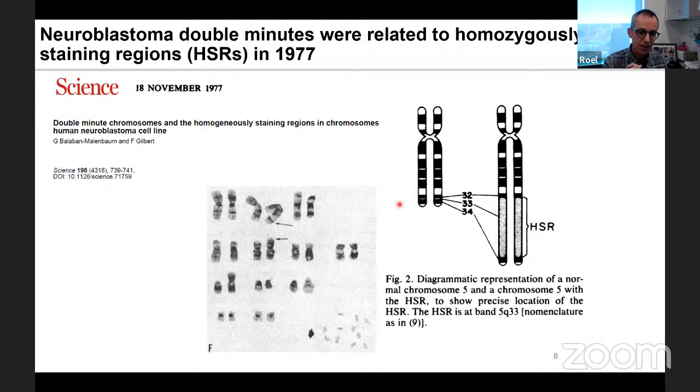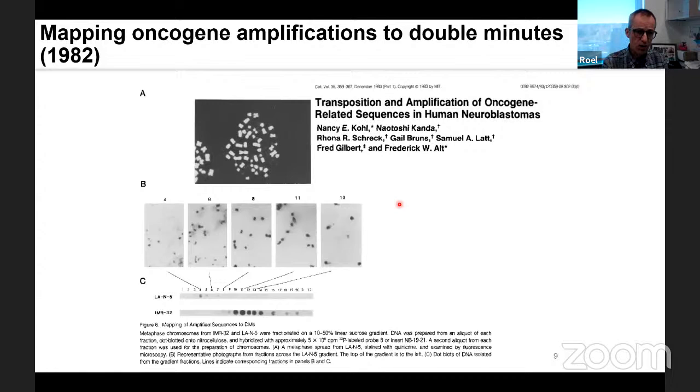It was first found that double minutes actually were potentially a mechanism for genomic duplication. And then again, a few years later, the sequence on these ecDNAs, on these double minutes, was related to an oncogene. So then it became apparent that ecDNA is a mechanism for oncogene amplification. Now, this is 1982, but since then, there's been a long period of relatively little progress in our understanding of ecDNA.